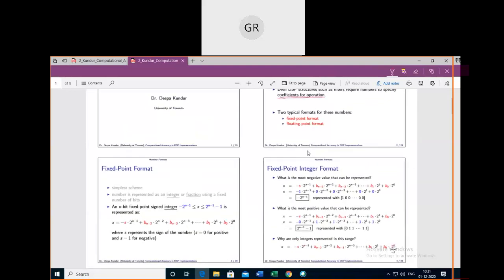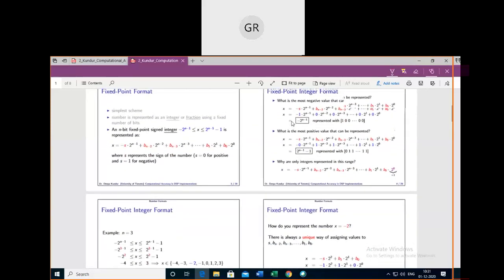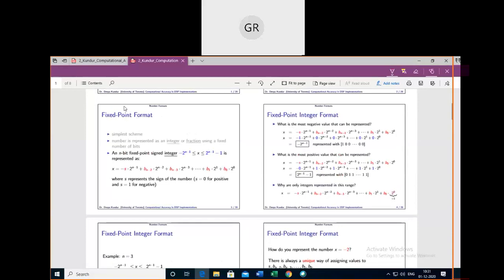There are two types of number formats. One is fixed point format. The second one is floating point format. First, we will discuss the fixed point format. The fixed point format can be classified as integer format, fixed point integer, and fixed point fractional format.